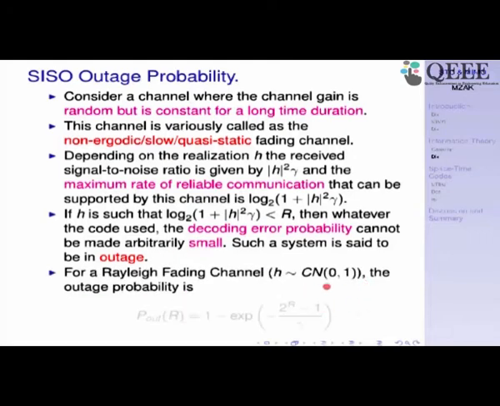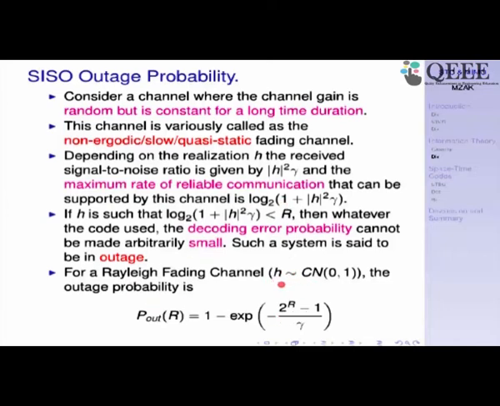For a Rayleigh channel, the H are distributed as complex Gaussian with variance 1, and in this case, the outage probability is given by 1 minus exponent. Just substitute the equation and do the integration. This is what you will get. You want me to derive that? It's just straightforward. I think we don't have time. I have many slides to cover. So it's a simple exercise. Use this definition of P outage defined in the previous slide.